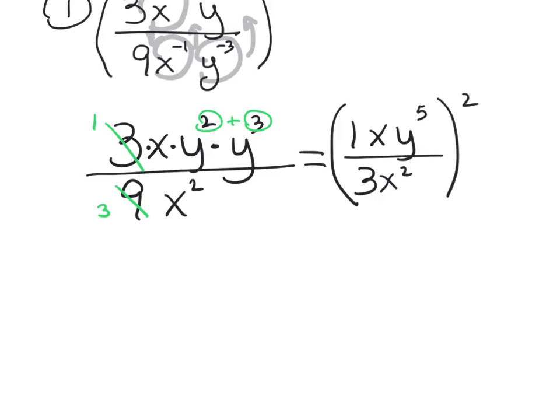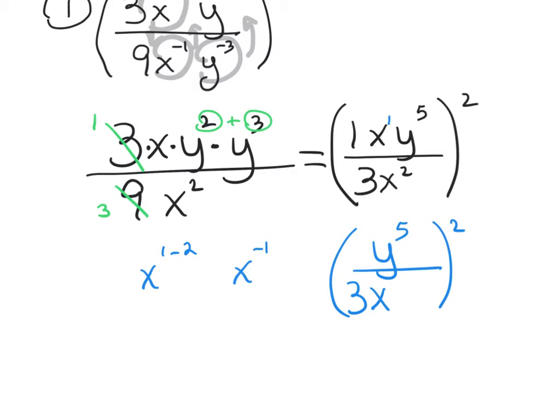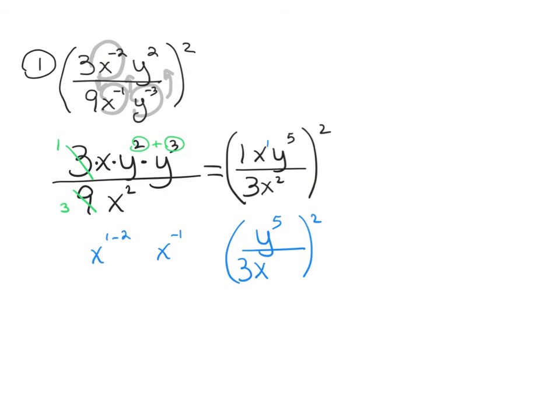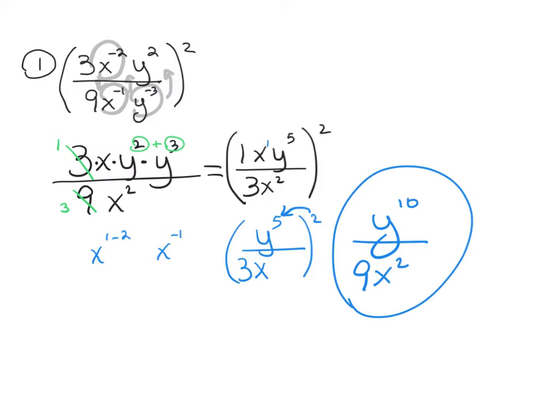And then now what I need to do is I could simplify the x's. So I would do x to the first minus 2 and get x to the negative 1. And because it's negative, I'm going to write it in the bottom. So this will become y to the fifth over 3x. And now I can square everything. So this will become power to a power, y to the 10th, 9x squared. And that would be your final answer.